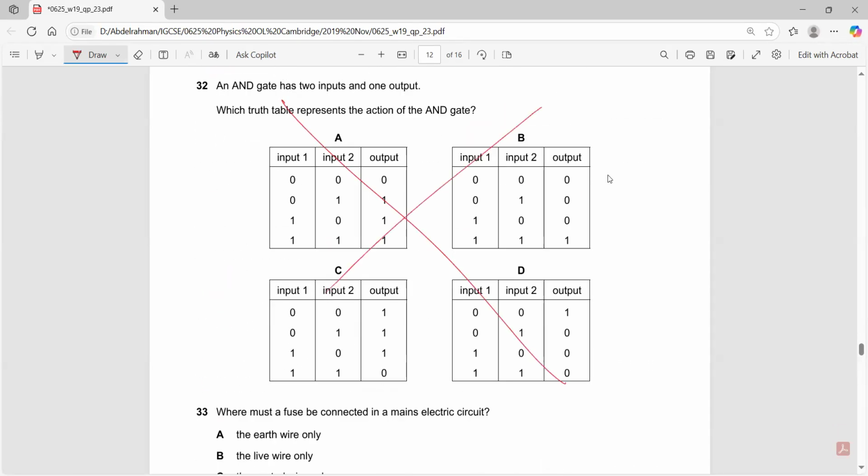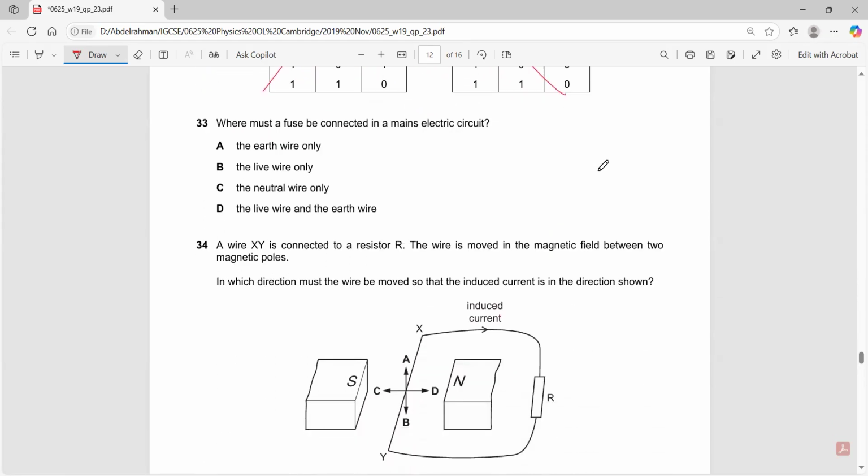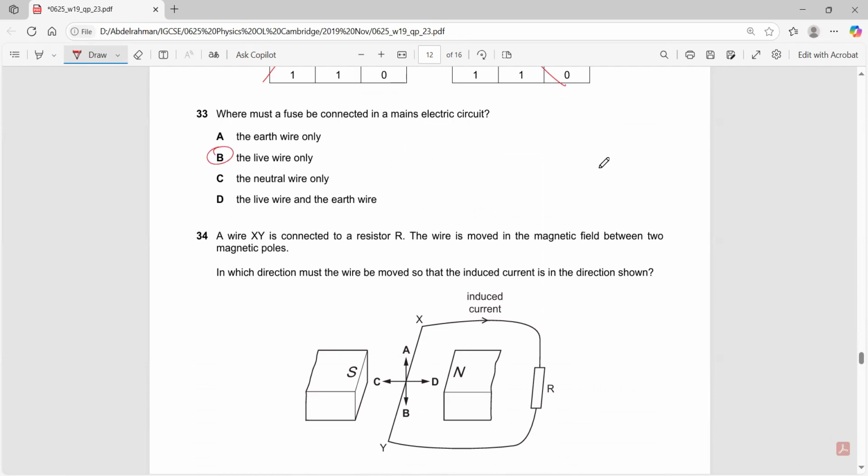32 is cancelled. 33. Where must the fuse be connected in the mains electric circuit? It has to be connected on the live wire, right, on the live wire.